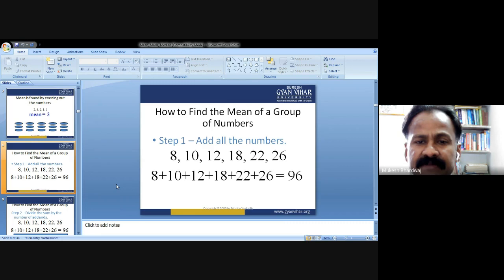Is anybody having any doubt in finding out the mean? Okay, let's discuss one more example. Find the mean of a group of numbers. The first step is to add all the numbers: 8, 10, 12, 18, 22, 26. You just add up all these numbers. The summation comes out to be 96.